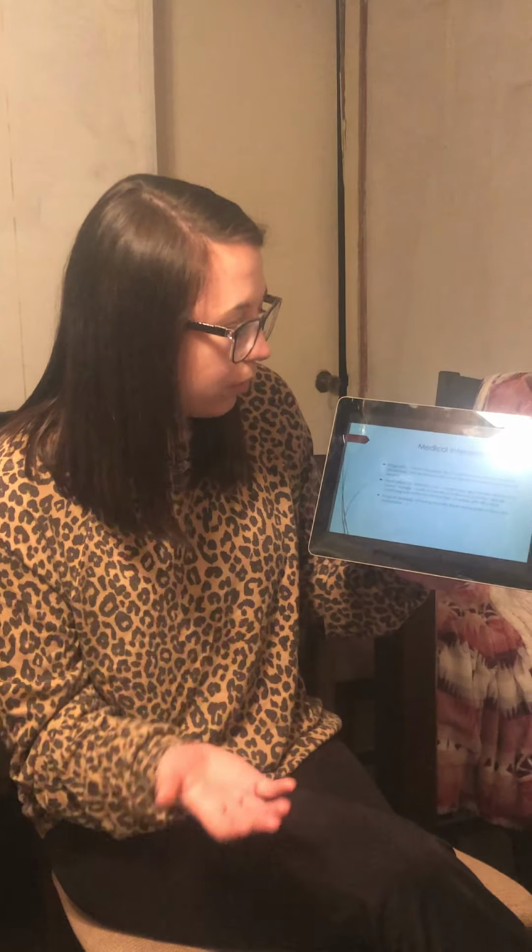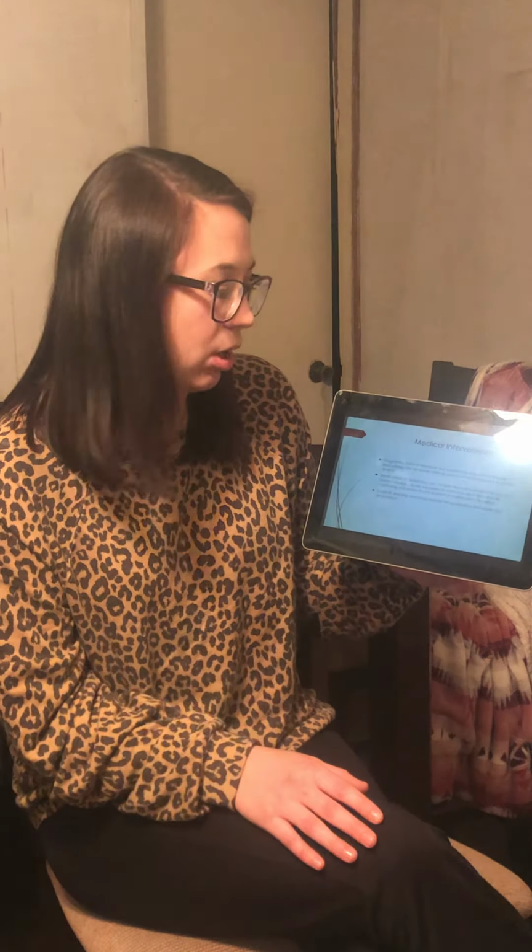So what are some medical interventions? Diagnostics, it's hard to diagnose because it's got such common side effects of surgical interventions, inflammation, redness.